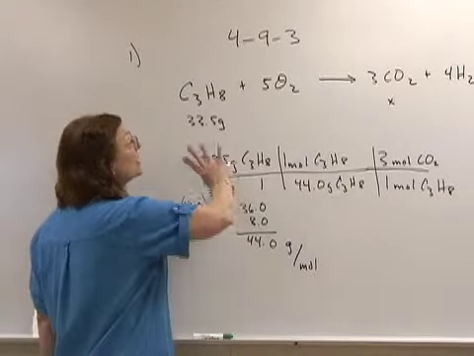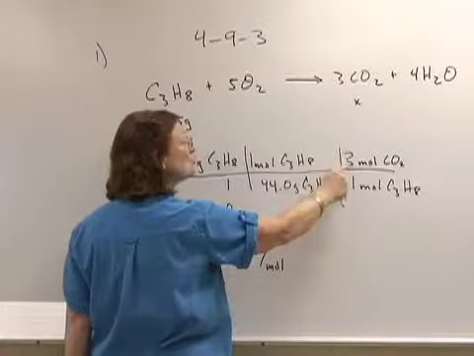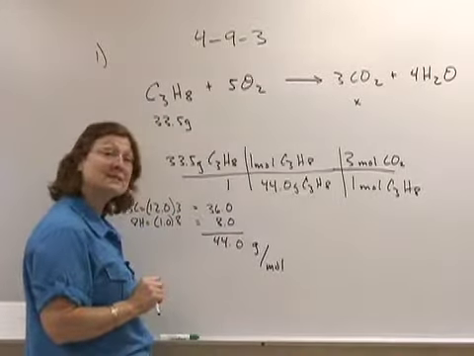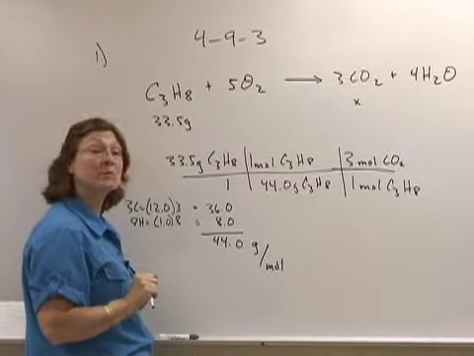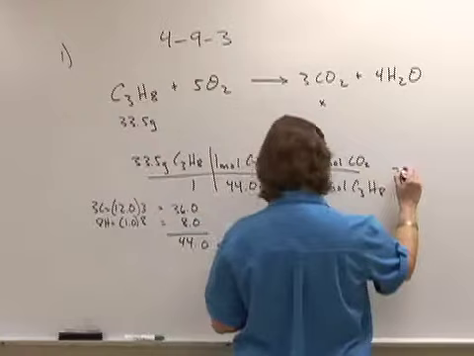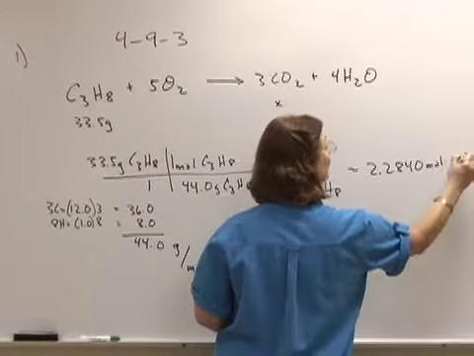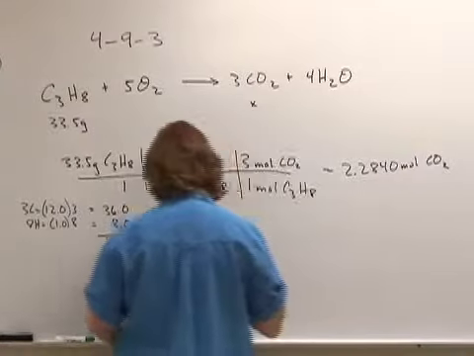And then I need to switch to carbon dioxide. My balanced equation shows me that there are 3 moles of carbon dioxide for every 1 mole of the propane, and that's what I'm looking for. So I get 2.2840 moles of my carbon dioxide.